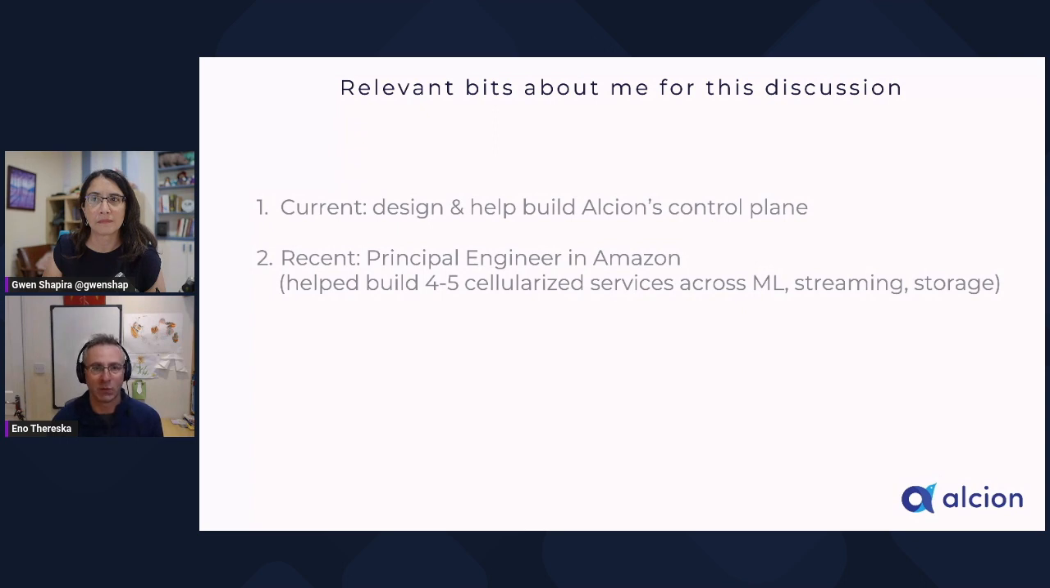Yeah, and most recently, I was also a principal engineer in Amazon before Alcion. And I saw there a broad range of services across machine learning, streaming services, and storage, and helped build a couple of services, all cellularized. So I want to share a couple of the learnings that I saw there and have a discussion about this and see how this cellular service can actually help you build a robust SaaS service.